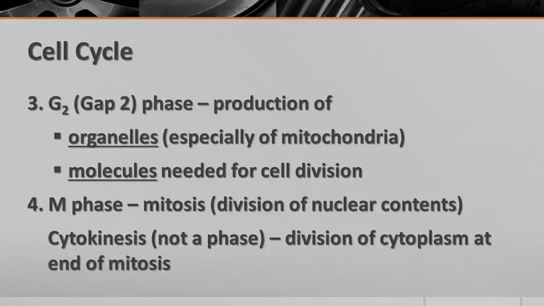And then finally, the M phase, mitosis, which is division of the nuclear contents, the chromosomes, and cytokinesis, which isn't really a phase, it's just the end of the M phase, the division of the cytoplasm that starts 2 new cell cycles for the daughter cells. This concludes the lesson about the cell cycle. The next lesson will be about mitosis.